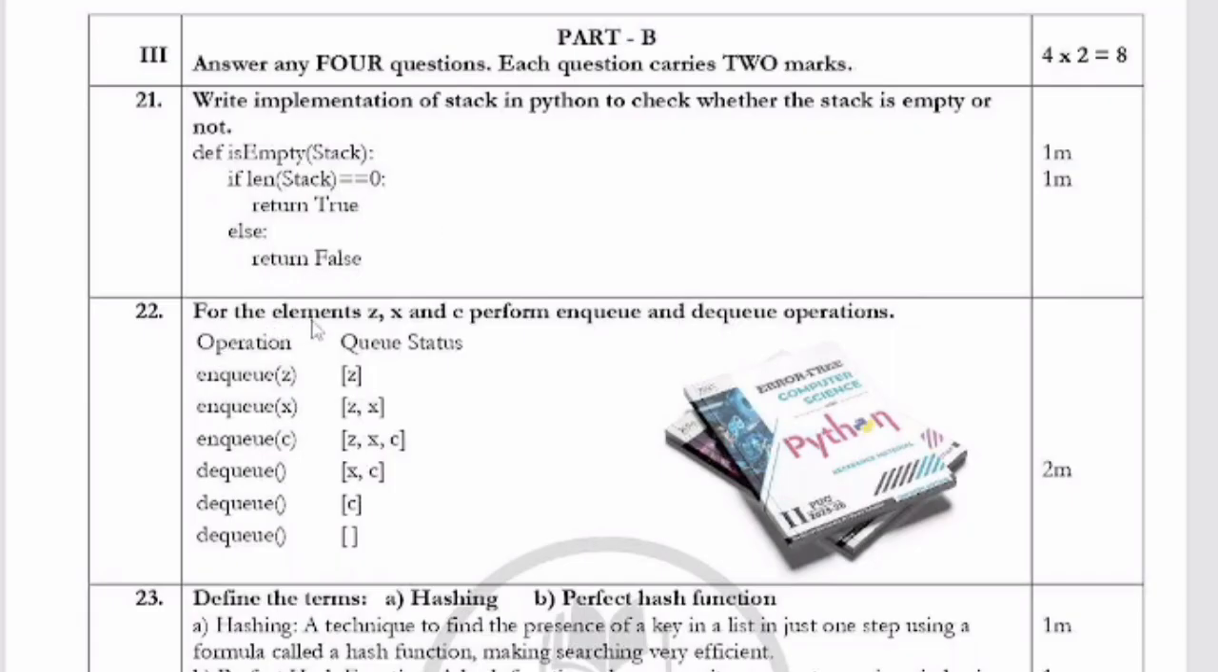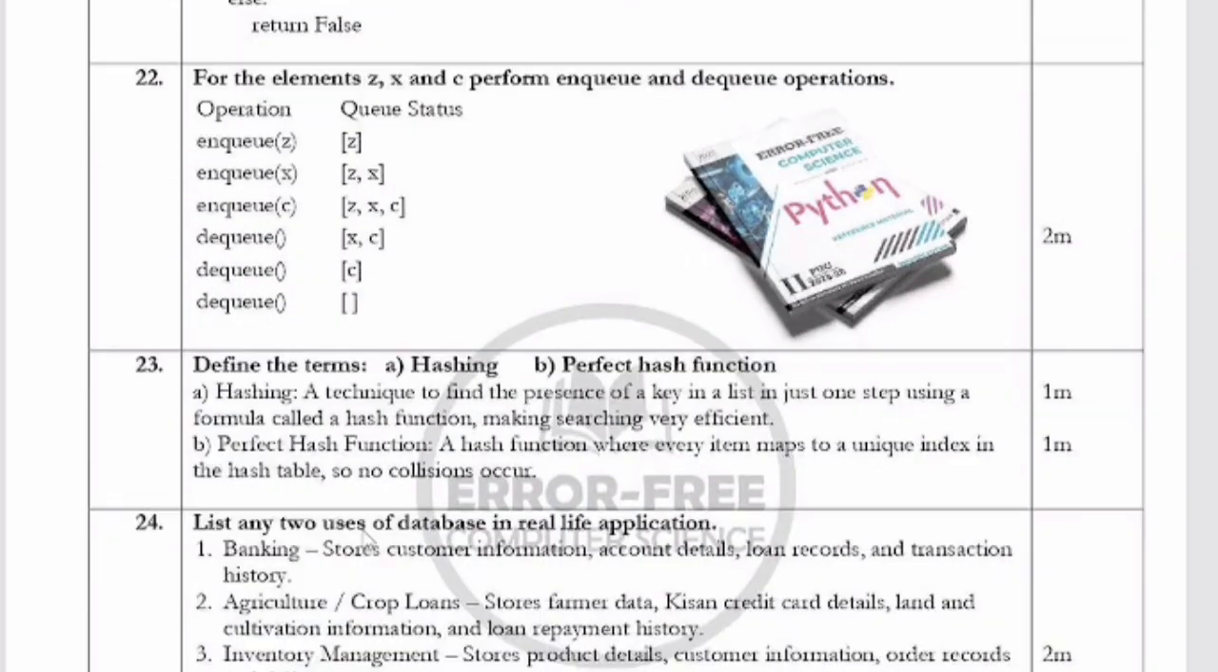Question 22, a small question again for 2 marks. For the elements z, x and c, perform enqueue and dequeue operations. You have to write all the operations, showing how we do them in the queue. The status is z, zx, zxc. Then dequeue means we remove z, xc is left; we remove x, and we are left with c; and we remove c, and we are left with blank.